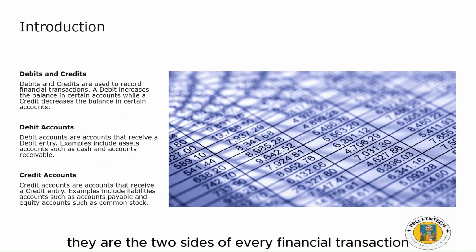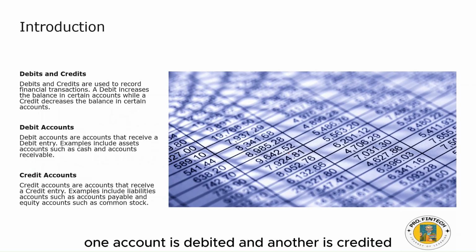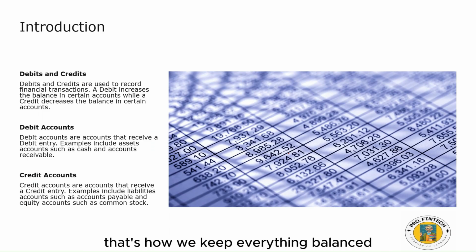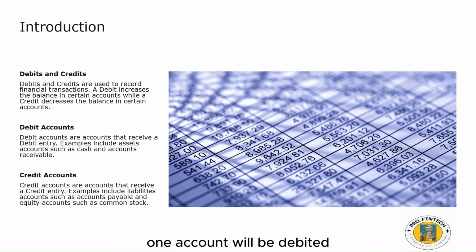Simply put, they are the two sides of every financial transaction. Every time money moves, one account is debited and another is credited. That's how we keep everything balanced in accounting. Every transaction will have two effects. One account will be debited and another account will be credited. Both account amounts should be equal.